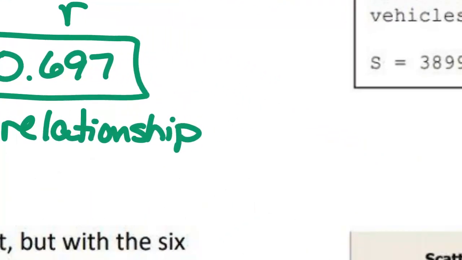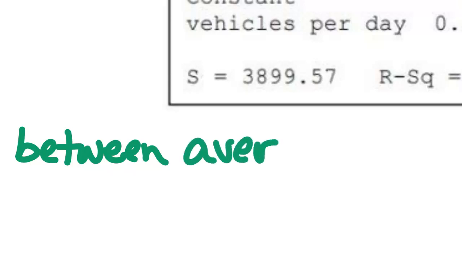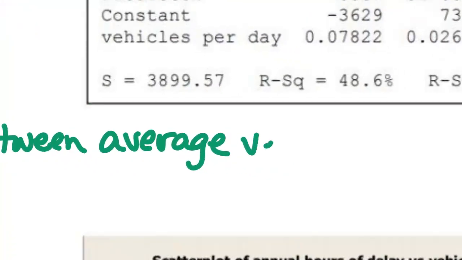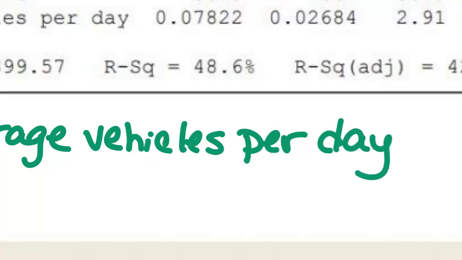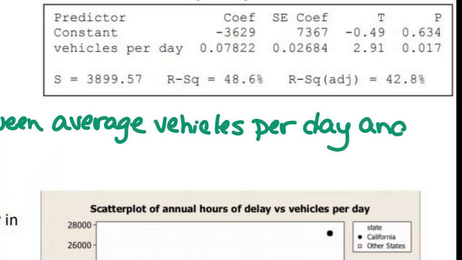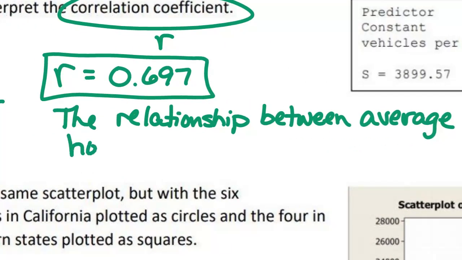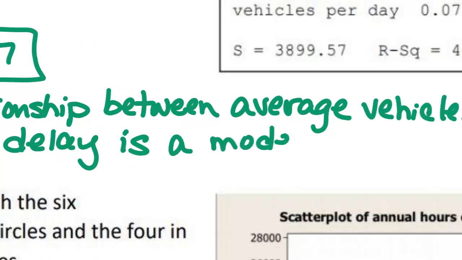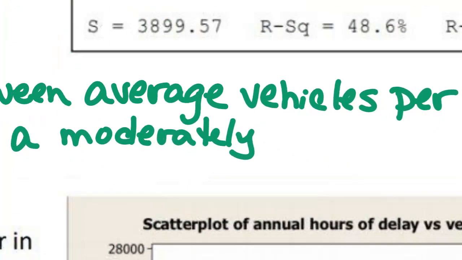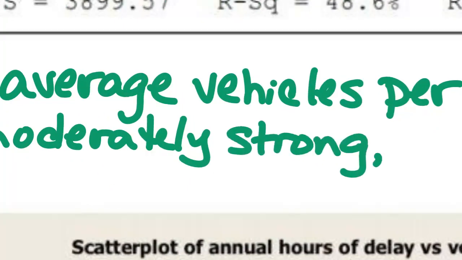Pretty much, yeah. It's pretty much what we did from the scatter plot, only now I have a number to back up my moderately strong or very strong or what have you. The relationship between average vehicles per day and hours of delay is a moderately strong positive linear relationship.